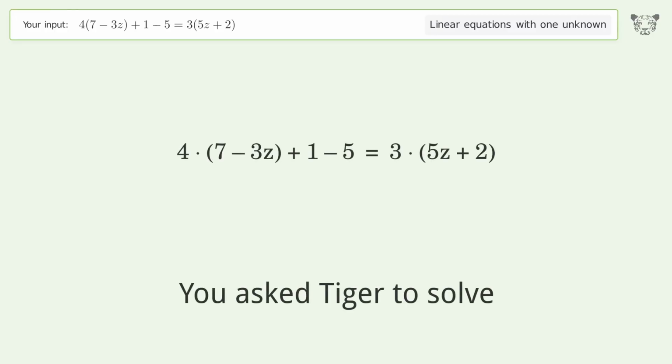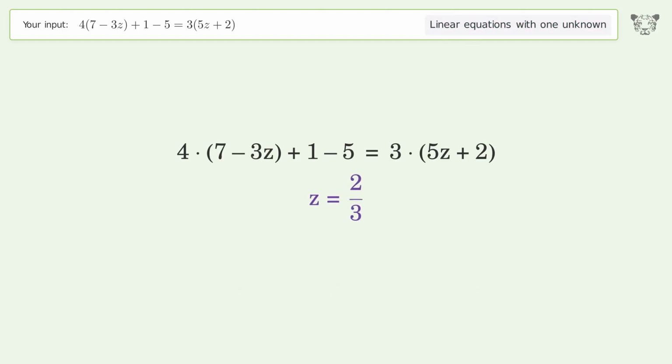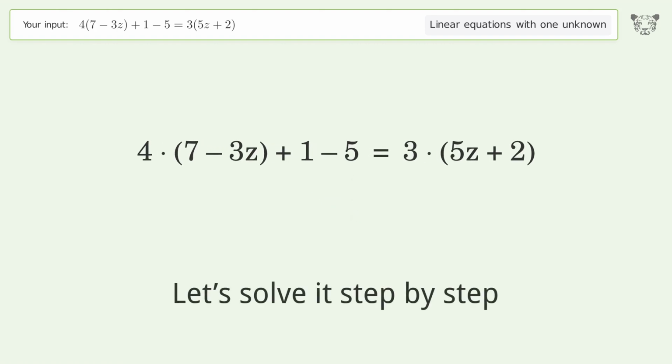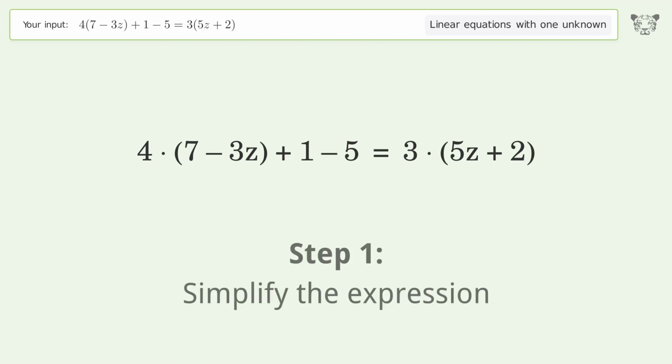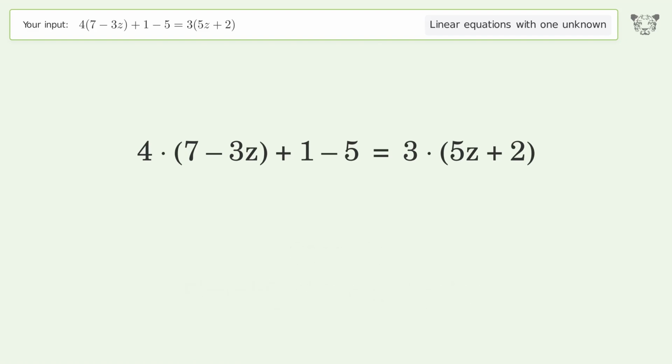You ask Tiger to solve. This deals with linear equations with one unknown. The final result is z equals 2 over 3. Let's solve it step by step. Simplify the expression. Group like terms.